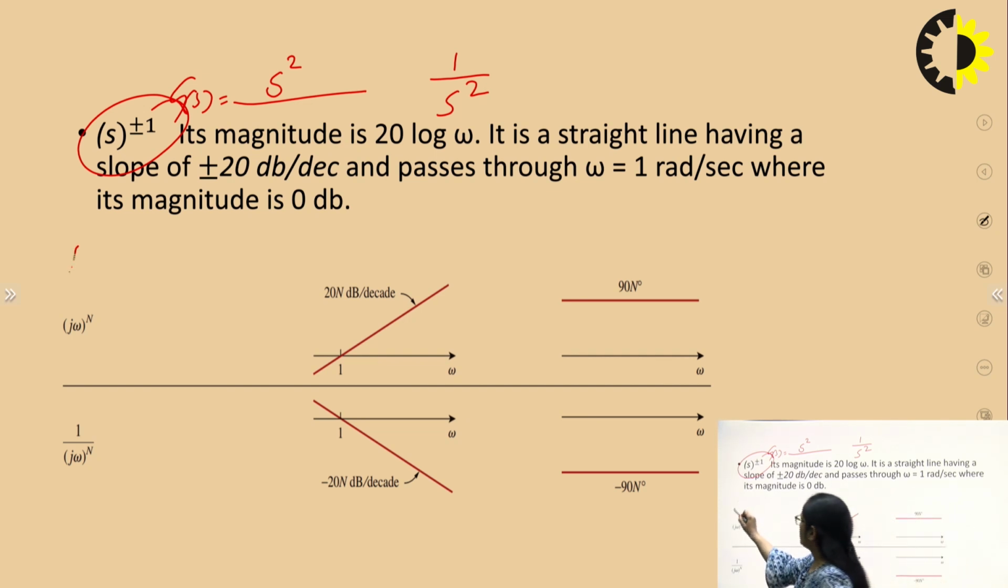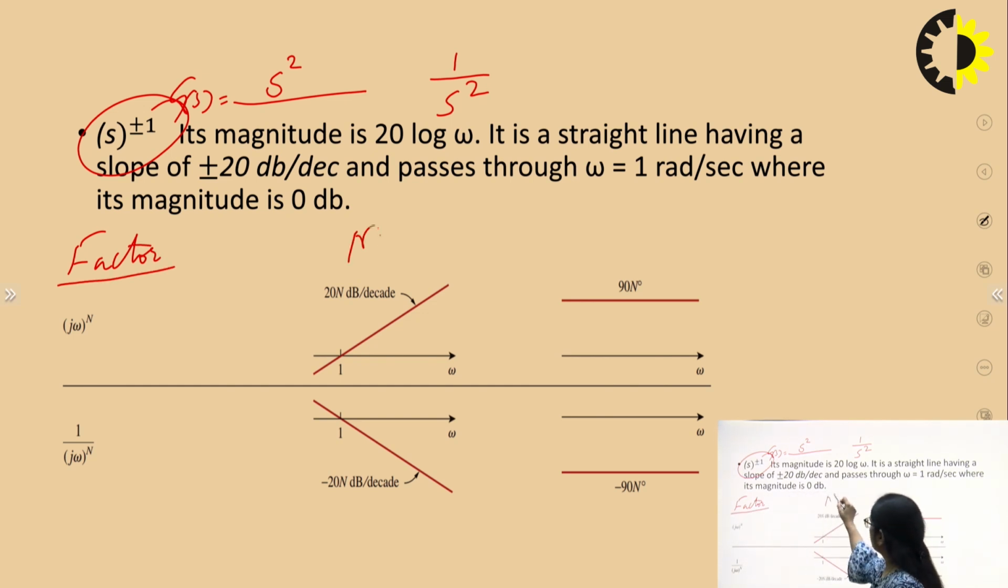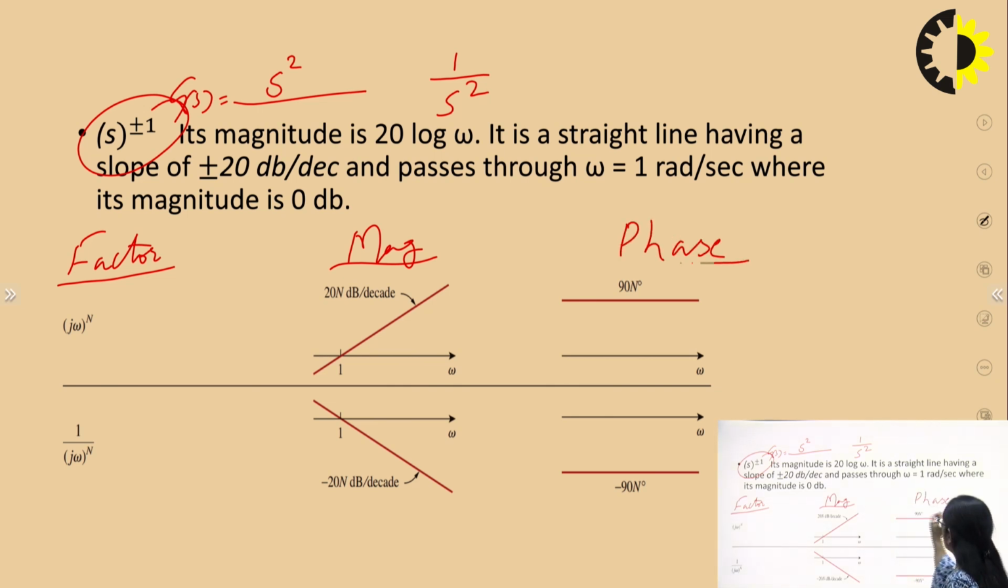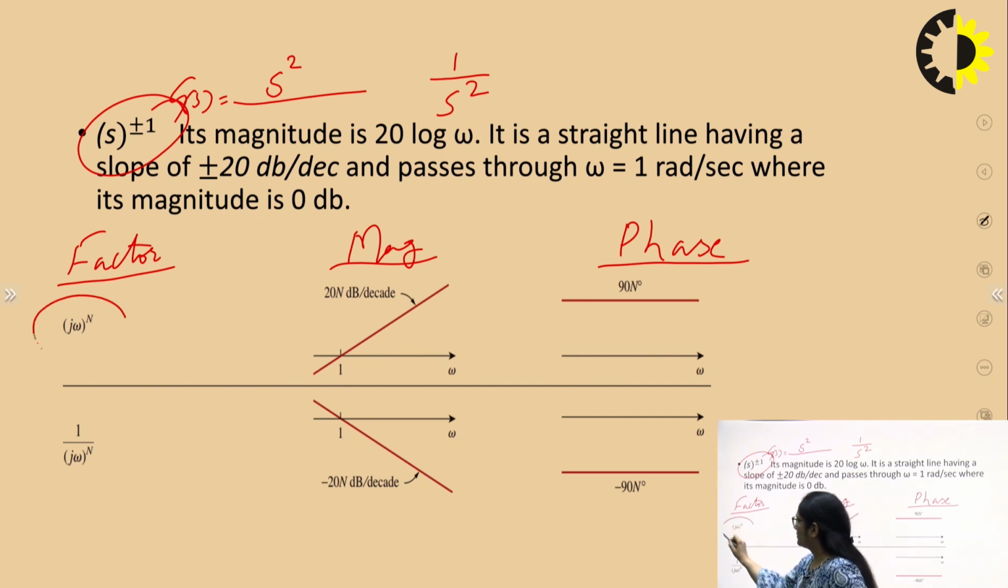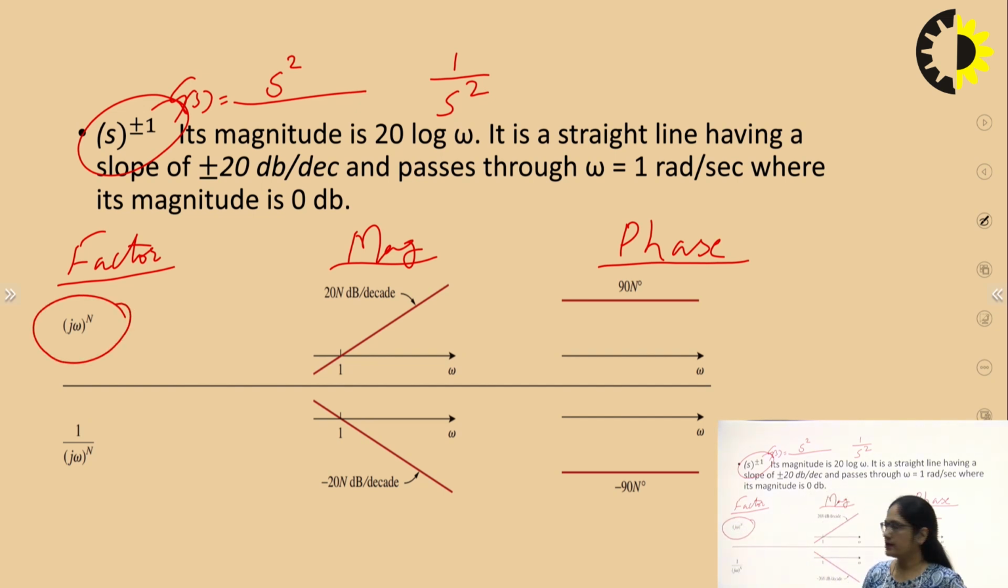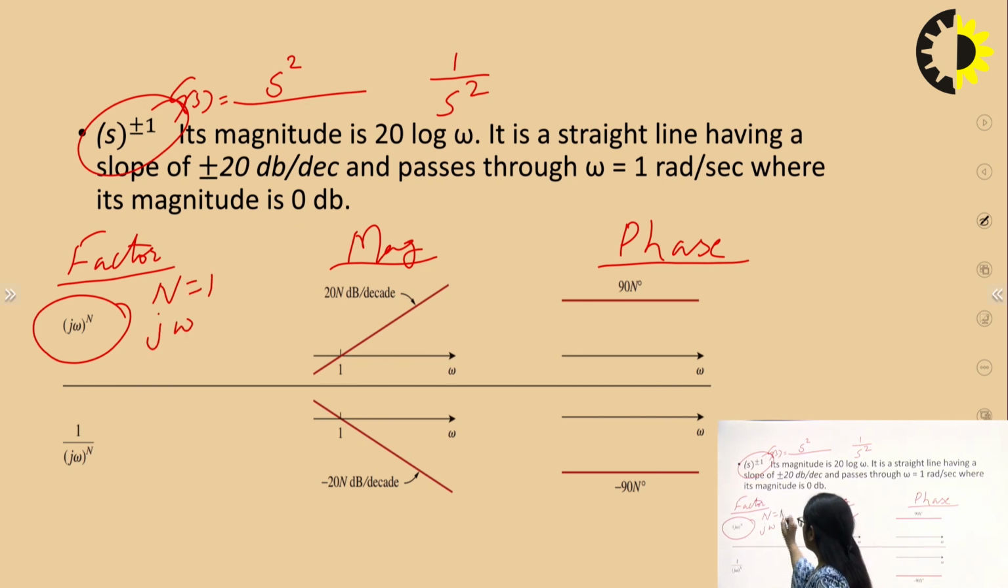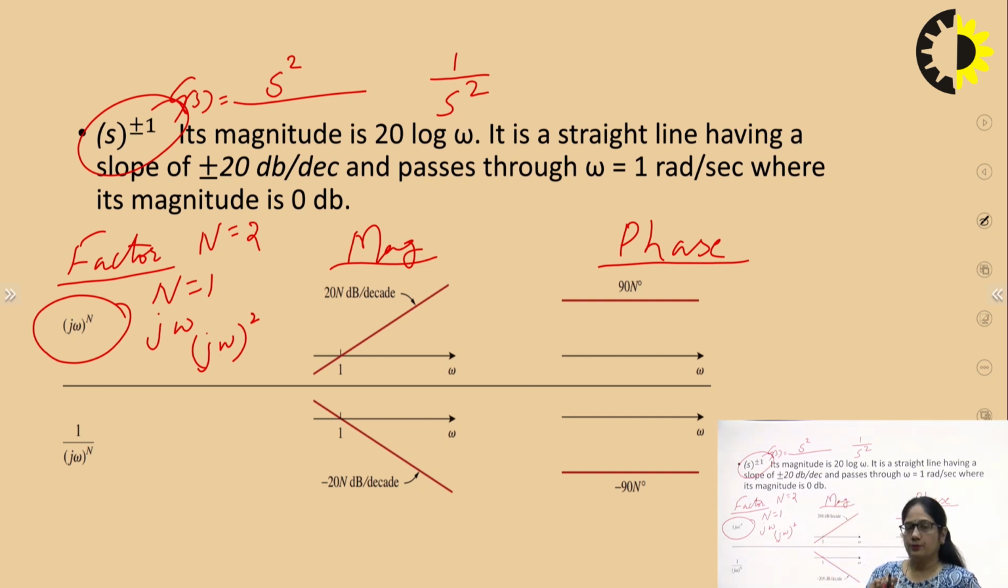So the factor we are considering here, to draw the magnitude and the phase plot for this particular factor, is substituting s with j omega. Substituting s with j omega means here, if n is equal to 1, it is j omega. If n is equal to 2, it is (j omega) squared. So this n represents the power of s in terms of zeros in the system.